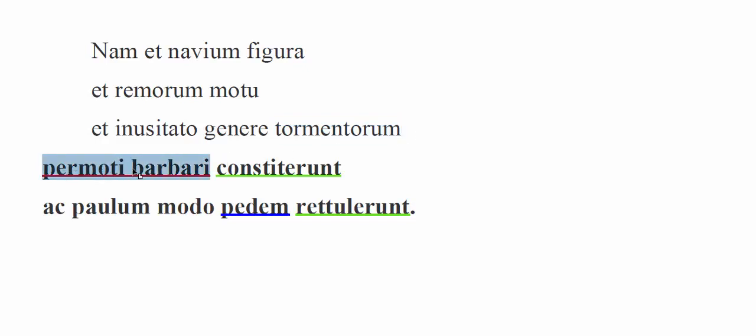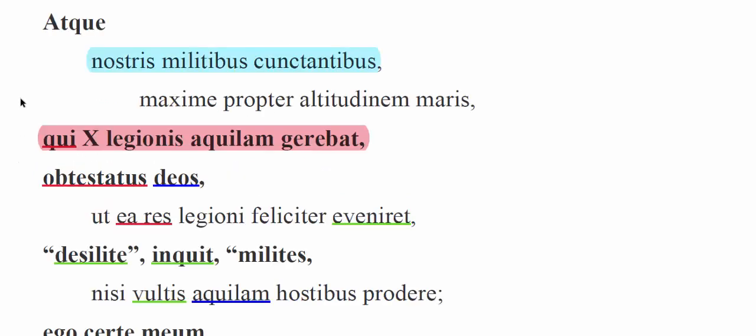The barbarians were very upset by these three things that we just read through, okay? So what did they do? They stopped, constituerunt, they stopped, and a little bit they brought their feet back. So they retreated, right? They retreated a little bit because all of these things threw them into confusion. Okay, moving on now. So, and then we get into another lengthy and convoluted sentence here, but it's highly dramatic.